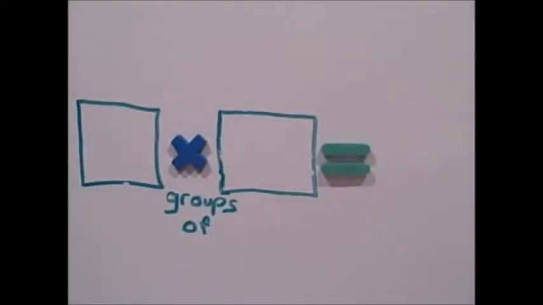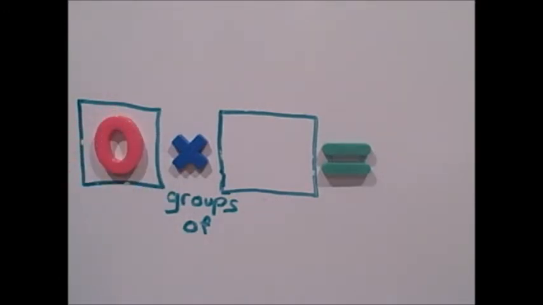We learned previously that often the multiplication symbol stands for the phrase groups of. And we learned with the identity property of multiplication that if we have one group of a given number, the answer will be that number. But what happens when we multiply something by 0?